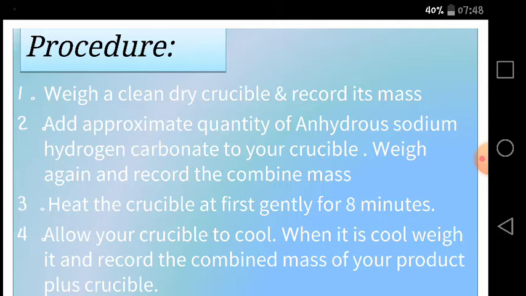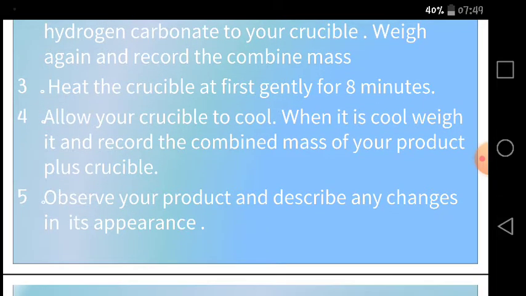Thirdly, we heat the crucible at first gently for 2 minutes and then strongly for 8 minutes. Fourth, allow your crucible to cool. When it is cool, weigh it and record the combined mass of your product plus crucible. The product will be sodium carbonate. And the fifth step for this procedure, we have to observe the product and describe any changes in its appearance.